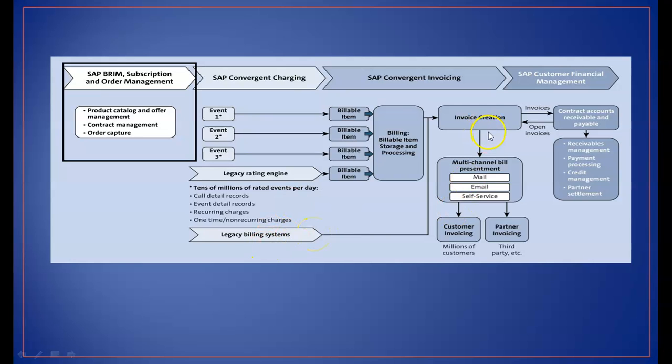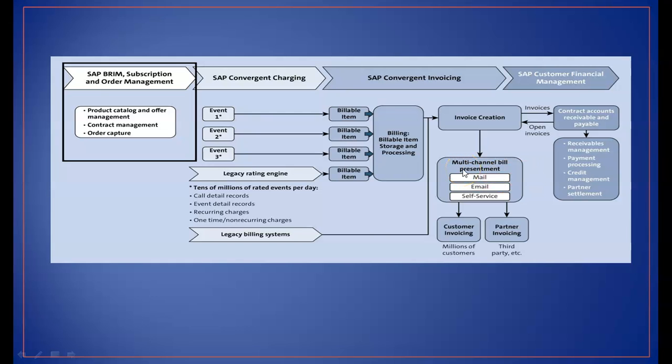So we have the invoice creation after that, and then we have the multi-channel billing presentment. Then this invoice creation will again get connected to the contract accounts receivable and payable. And here we have the receivable management, payment processing, credit management, partner settlement. These all are a part of the contract accounts.